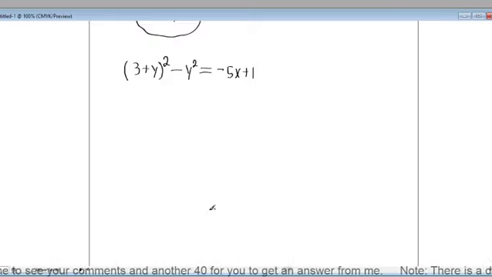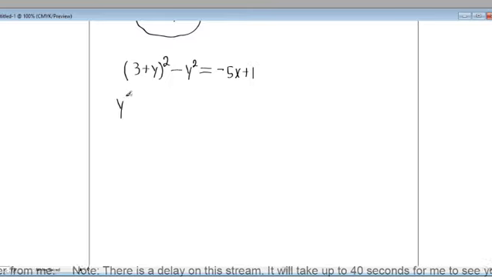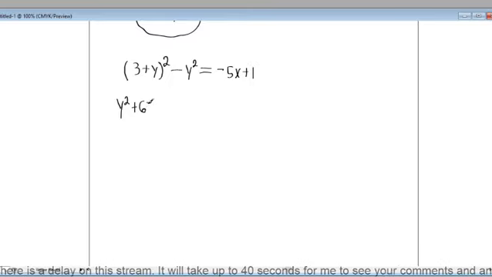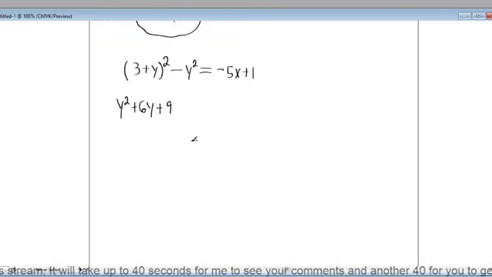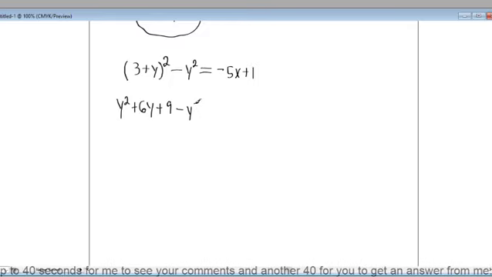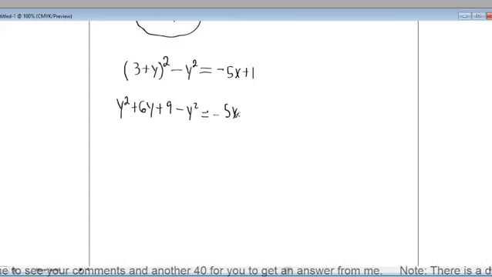Parentheses are always going to be a good place to start, and no different here. So we have 3 plus y squared. Well, we can go ahead and square that out. So if we square it out, we're going to get y squared plus 6y plus 9. Then drop down everything else, so minus y squared equals negative 5x plus 1.